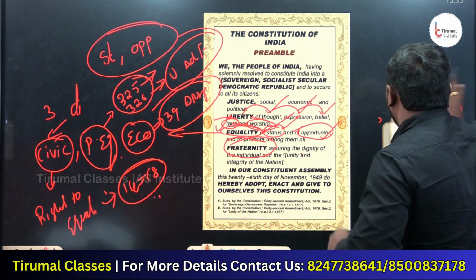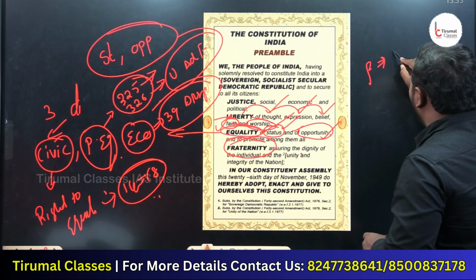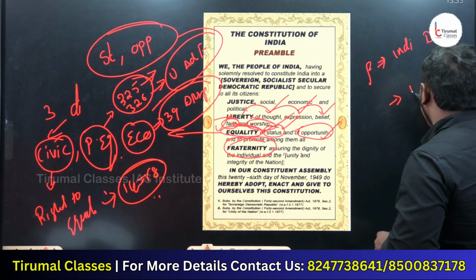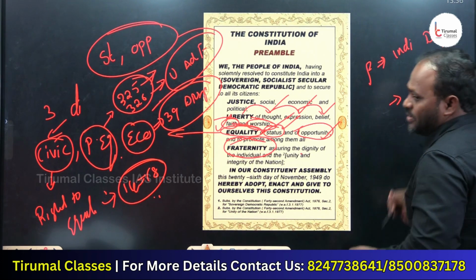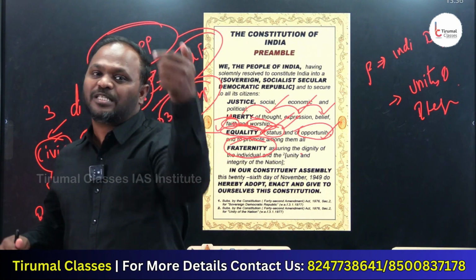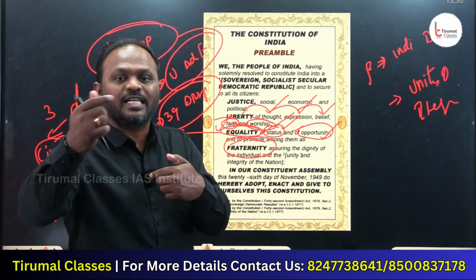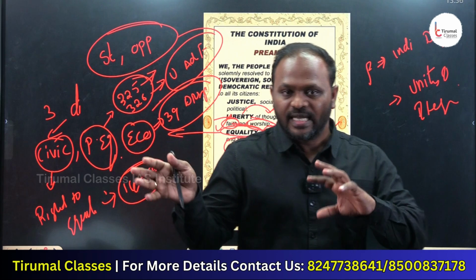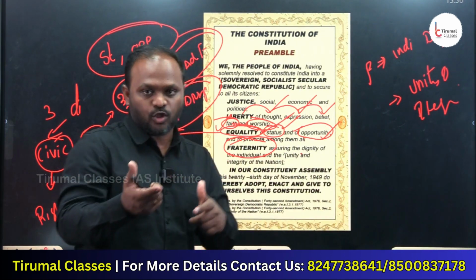Fraternity needs to be maintained for two reasons. One is to maintain individual dignity. Another is the unity and integrity of the nation. For example, individual dignity: if I respect you and you respect me, that is individual dignity. If I am not respecting you and you are not respecting me, there will be a fight. When you are not respecting individual dignity, it results in a quarrel situation.